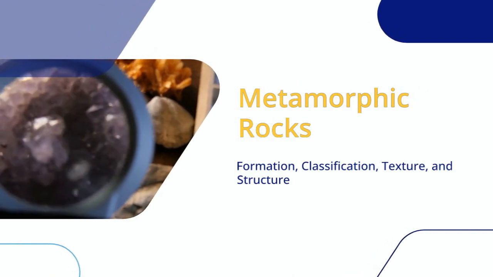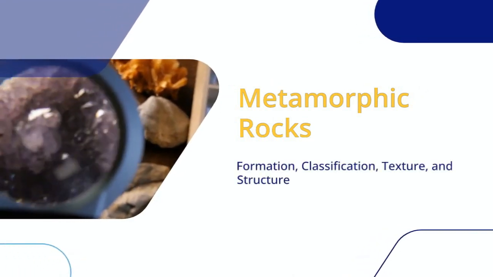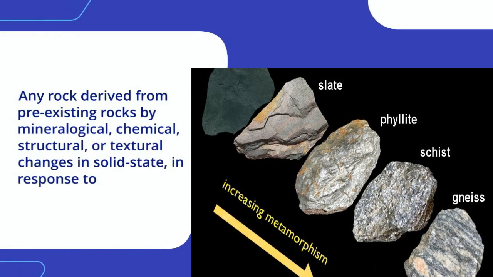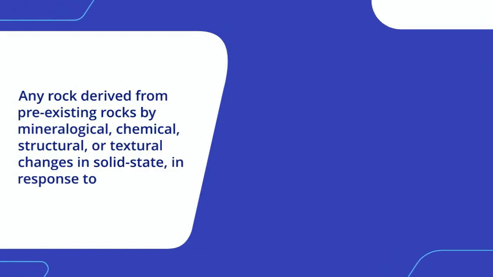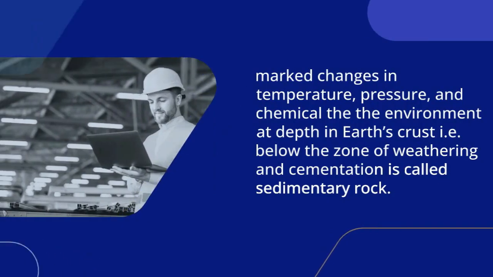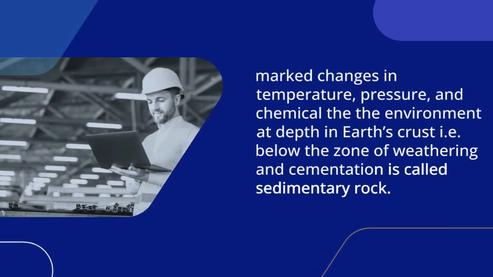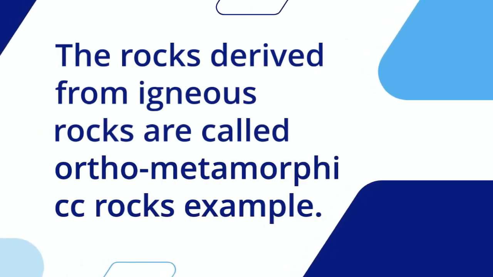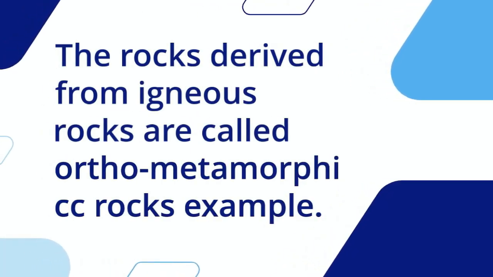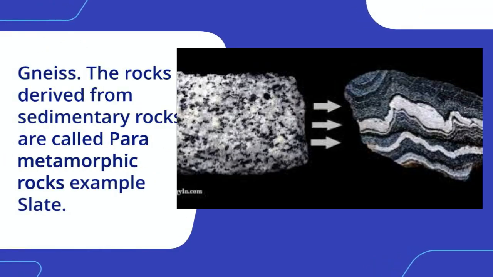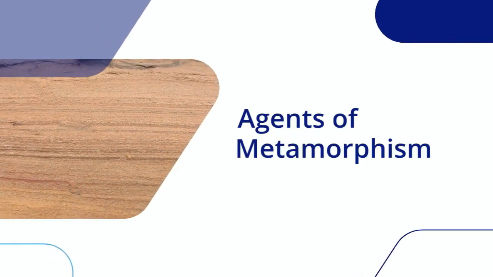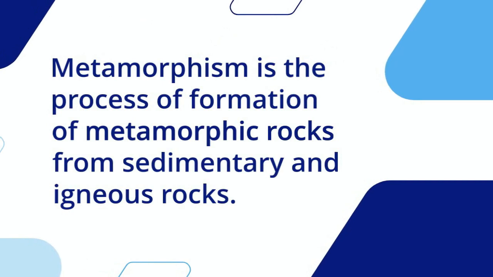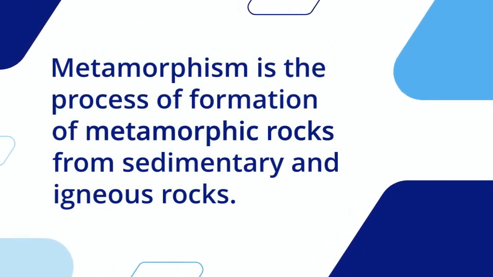Metamorphic rocks: formation, classification, texture, and structure. Any rock derived from pre-existing rocks by mineralogical, chemical, structural, or textural changes in solid state, in response to marked changes in temperature, pressure, and chemical environment at depth in Earth's crust, i.e. below the zone of weathering and cementation, is called metamorphic rock. The rocks derived from igneous rocks are called orthometamorphic rocks. Example: gneiss. The rocks derived from sedimentary rocks are called parametamorphic rocks, e.g. slate.